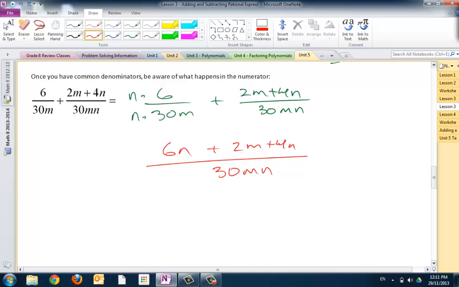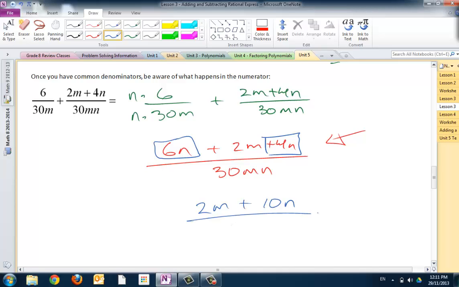But I want you to take a look at what happens in the numerator now, because I'm now in a situation where I have some like terms. So that's another thing that you have to consider. There might be some like terms that you need to combine. So this will end up being 2m plus 10n over 30mn.